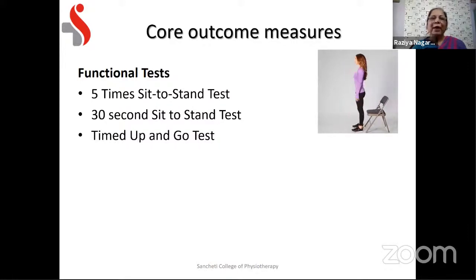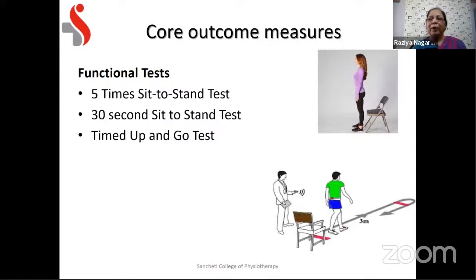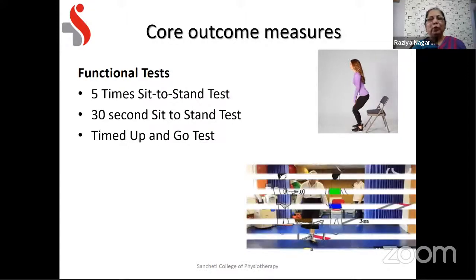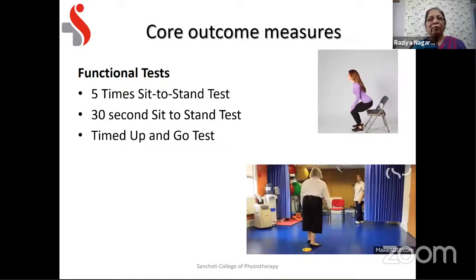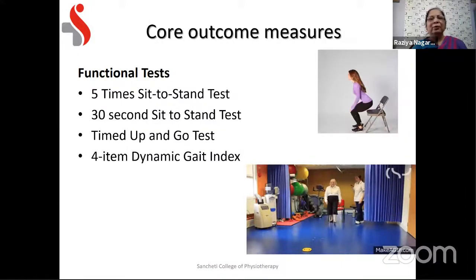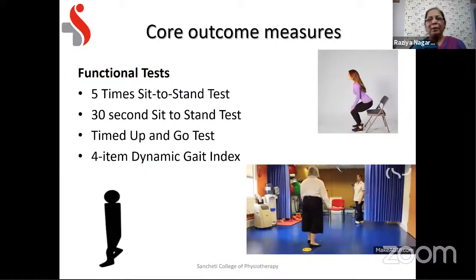Then check the time, or you may do a timed up and go test, a very quick test, where you ask the person to sit on the chair, and on the go, the person walks 3 meters and comes back and sits on the chair. Normally, it should not take more than 10 seconds for a healthy individual. This is how it is performed, where the person walks 3 meters and comes back. And then you check the dynamic gait index to see the speed of walking of a person and how their balance is.